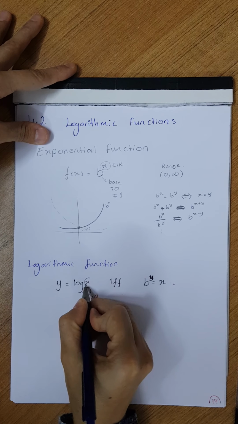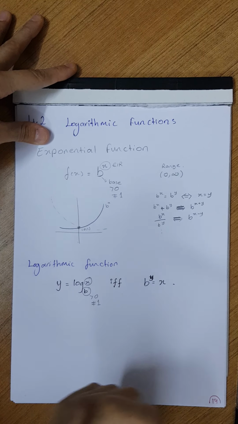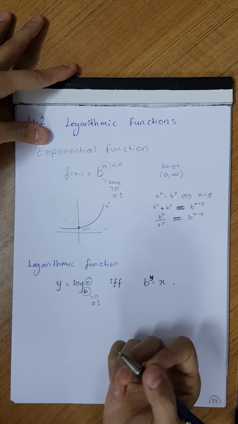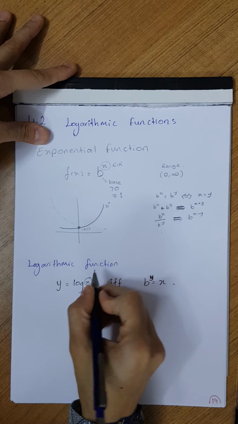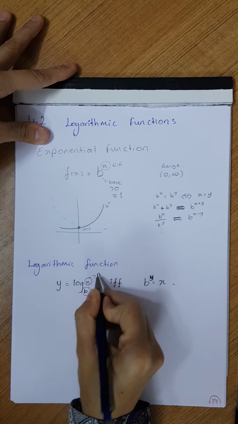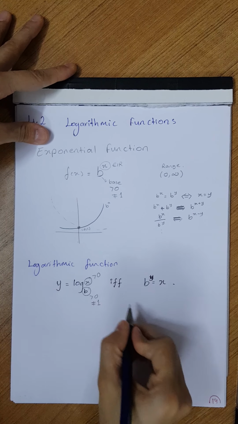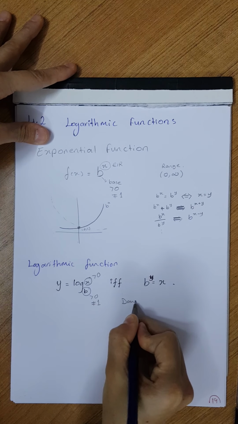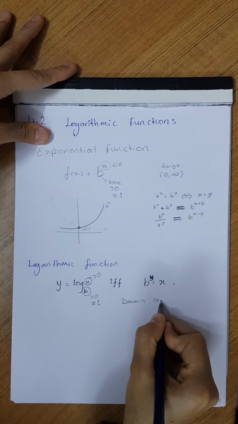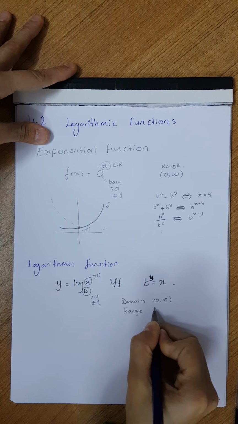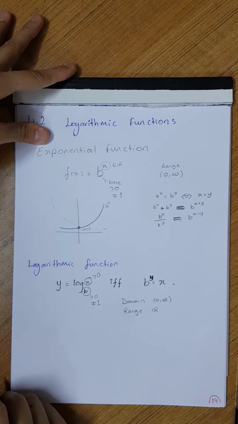The x that I have got here is making the domain of the function. What are the values that this x takes? This one takes positive values, so it takes values that are greater than 0. So we can say that the domain for a logarithmic function is from 0 to infinity, and the range is the set of all real numbers.